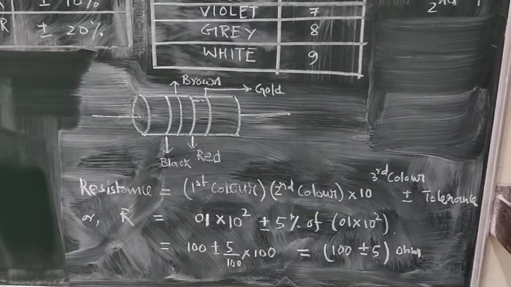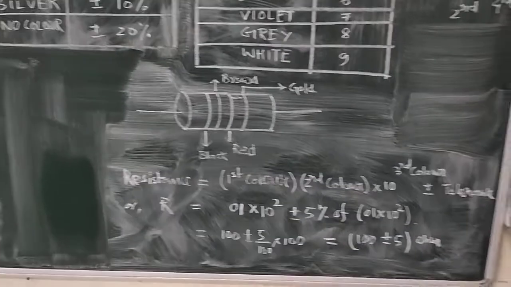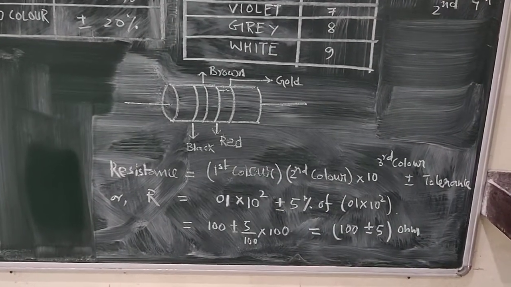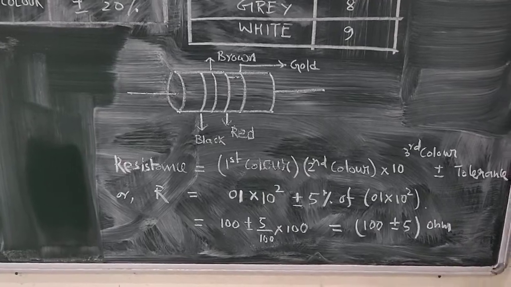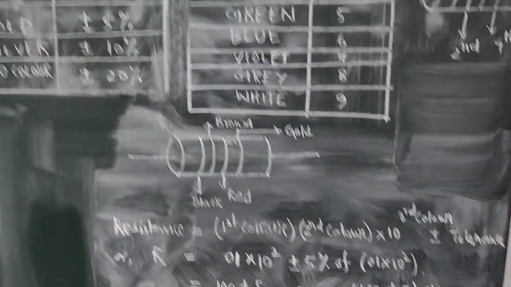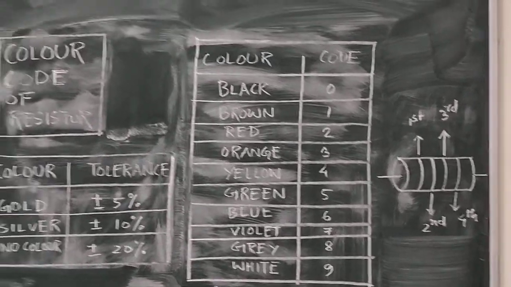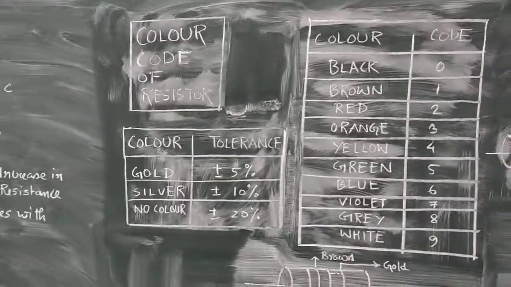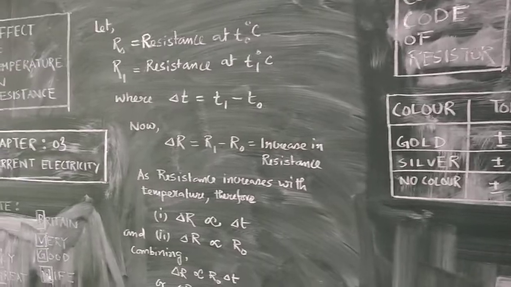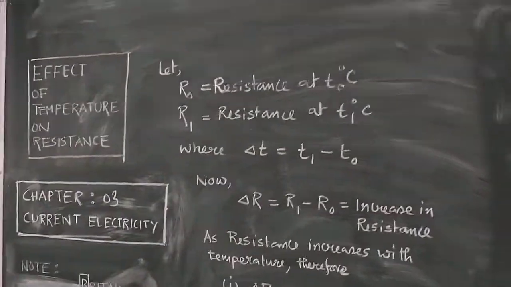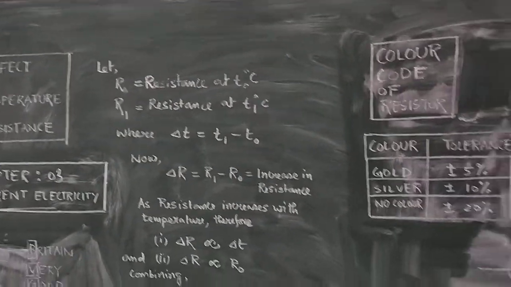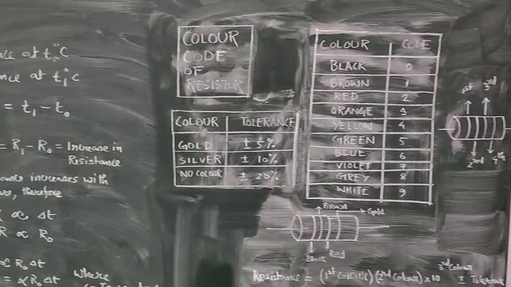So in the exam it is asked to find the value of the resistance of the resistor using color code. So this table you have to memorize. This topic is a little bit interesting, so please go through this topic and find out your doubts.